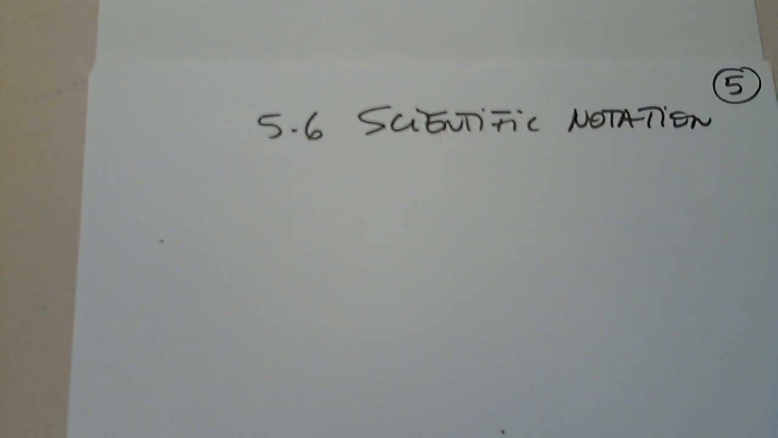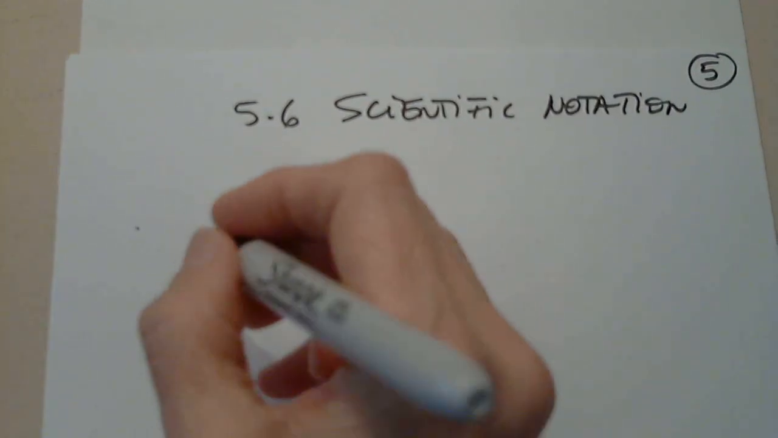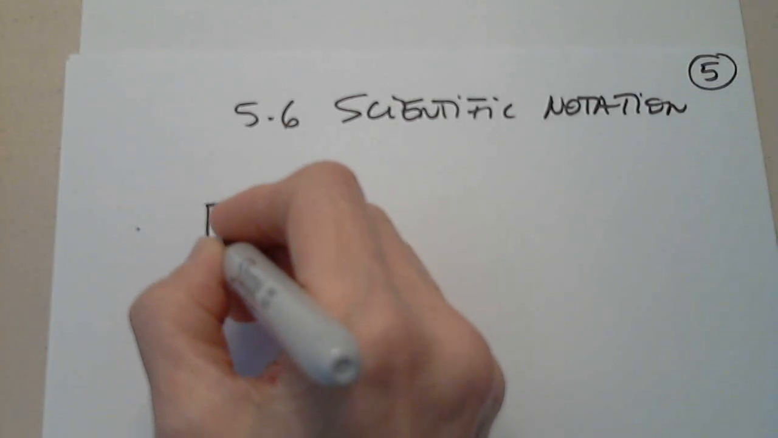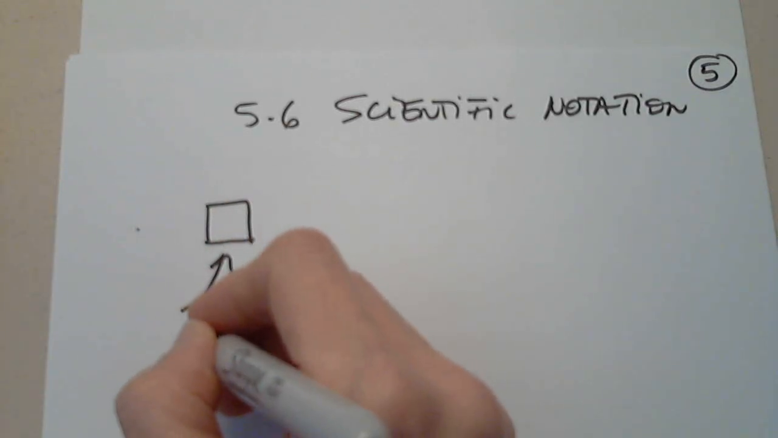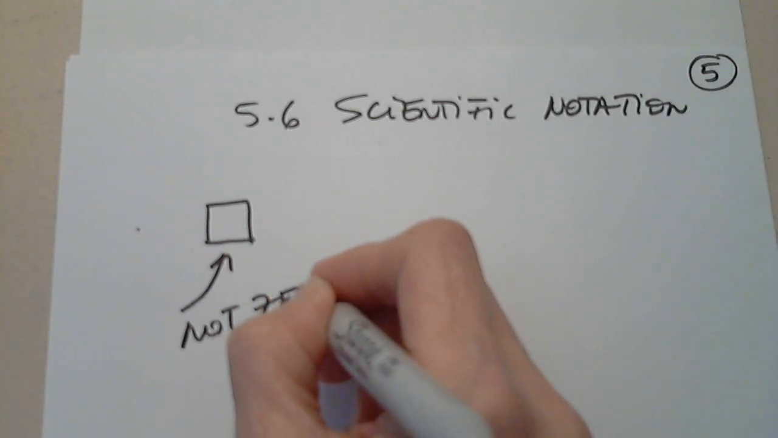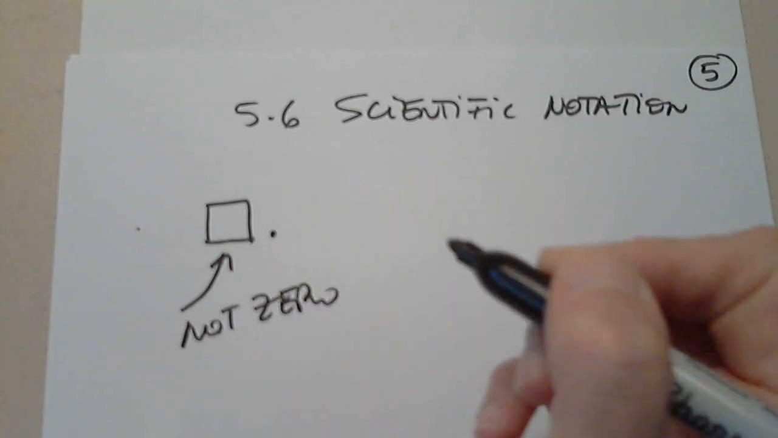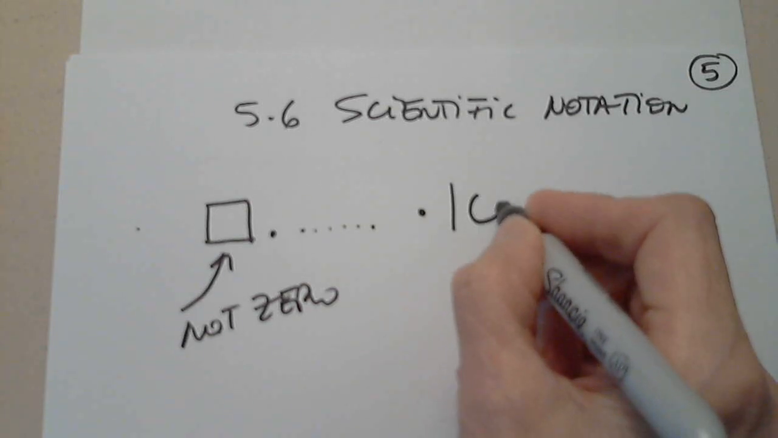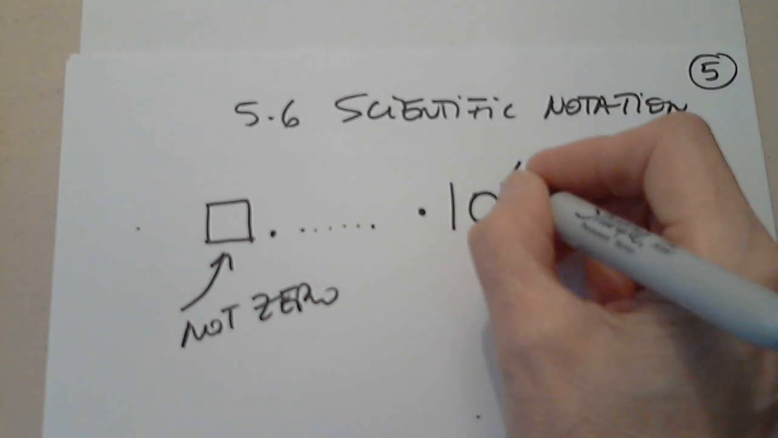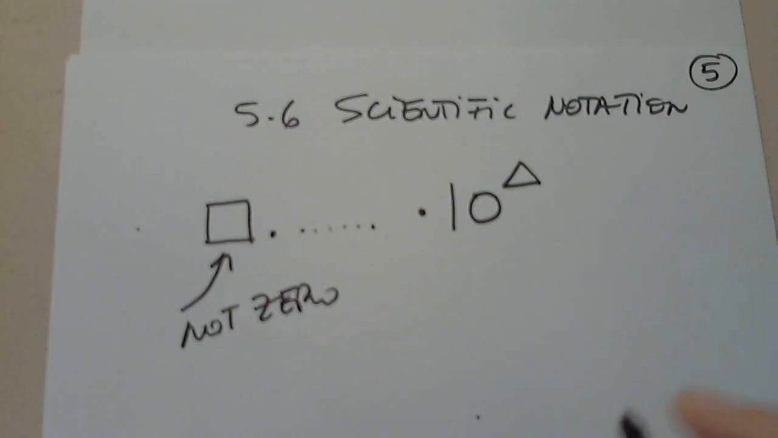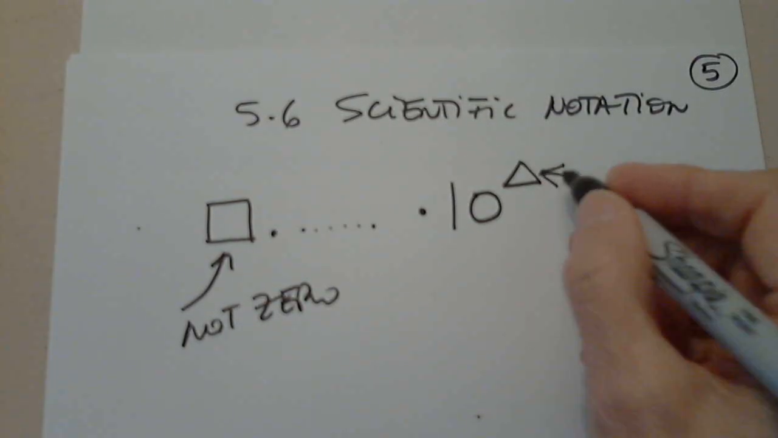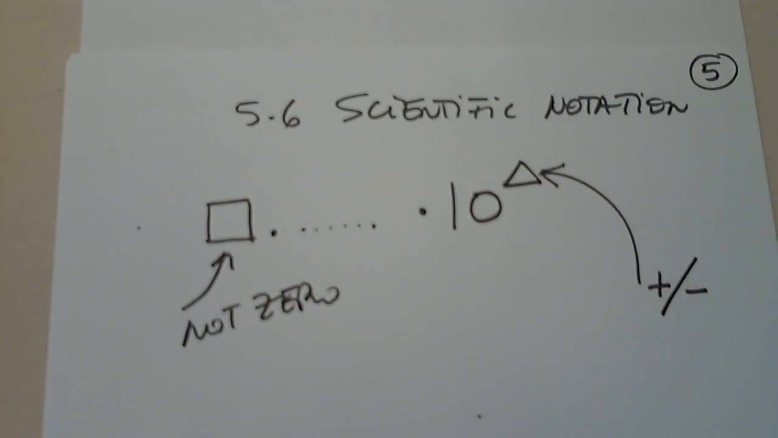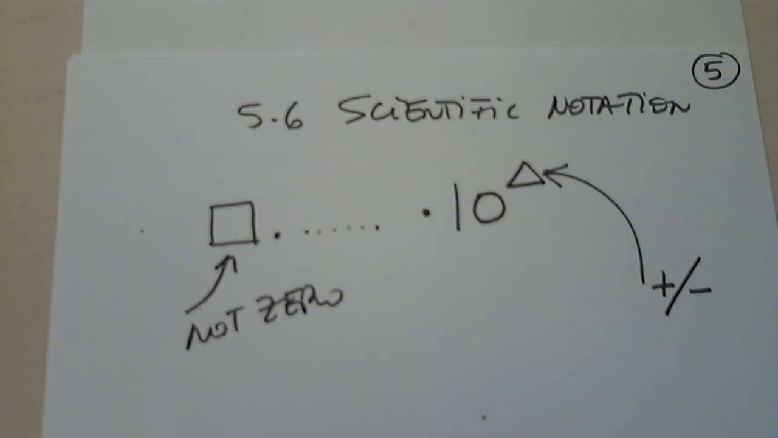Okay. The scientific notation is a number which cannot be 0, the decimal point, whatever, times a power of 10. The power of 10 can be positive or negative. This is what we call scientific notation.